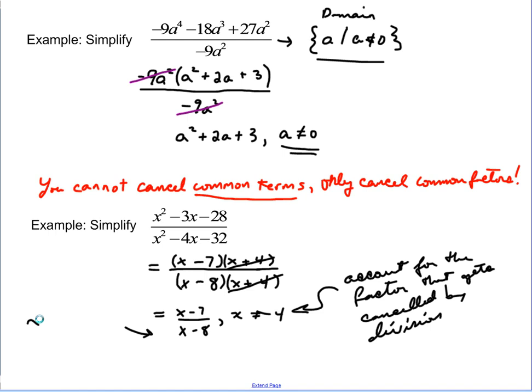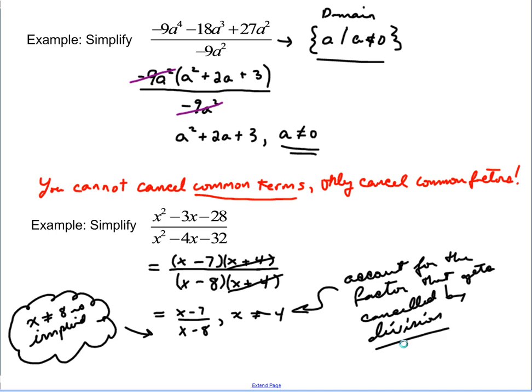Note that x cannot equal 8 is implied as part of the domain. Okay, so we don't need to state the implied domain. We just need to state the part that's changed. That is, we need to say that x cannot equal negative 4 in order to make this all work. Okay, more in the next video.